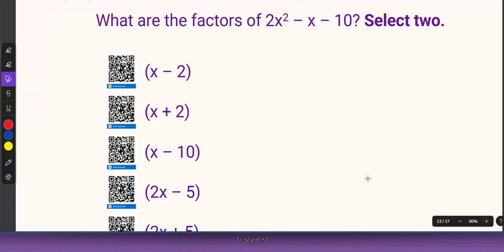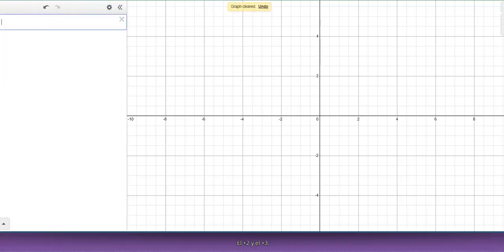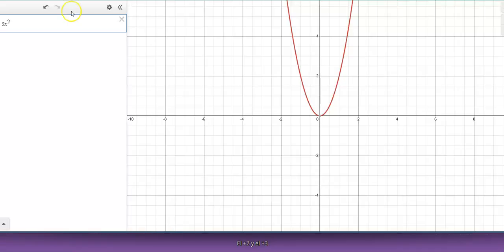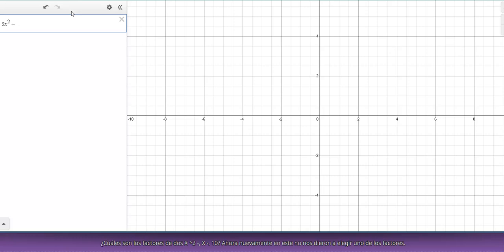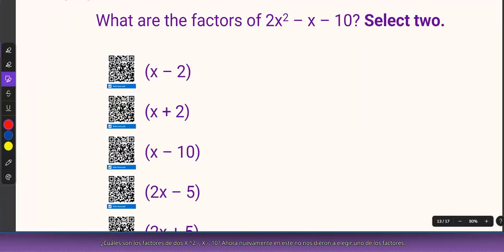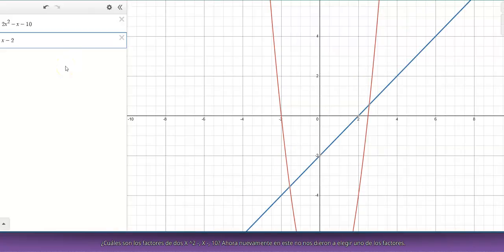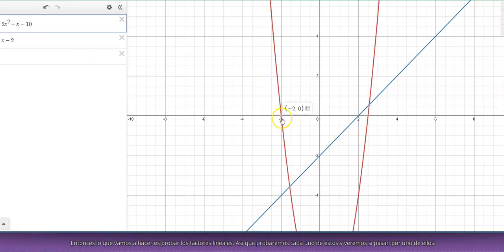All right, what are the factors of 2x squared minus x minus 10? Now again, in this one, they did not give us the choice of one of the factors. So what we're going to do is test the linear factors. So we'll test each of these and see if they go through one of the solutions for the original. So I'm just going to keep these marked.